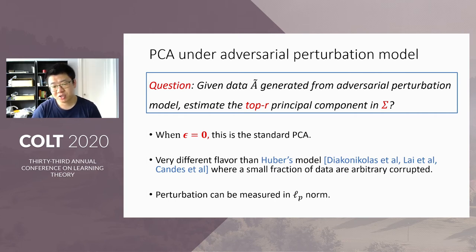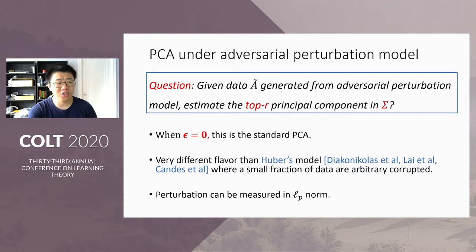So a few more remarks. When the perturbation epsilon is zero, this is the standard principal component analysis. And then I want to compare this with the classic Huber's model, where a fraction of data are arbitrarily corrupted. So our noise model has a very different flavor, where each entry of every data point is perturbed by a small amount. Okay, and I also want to say that our work will consider perturbations measured by Lp norm rather than L-infinity norm. But for convenience, we will stick with L-infinity norm in this talk.